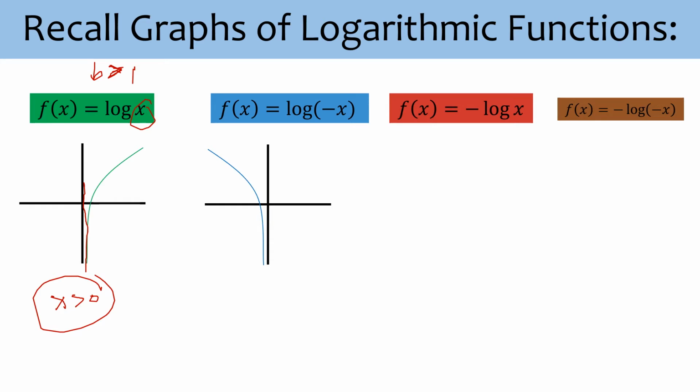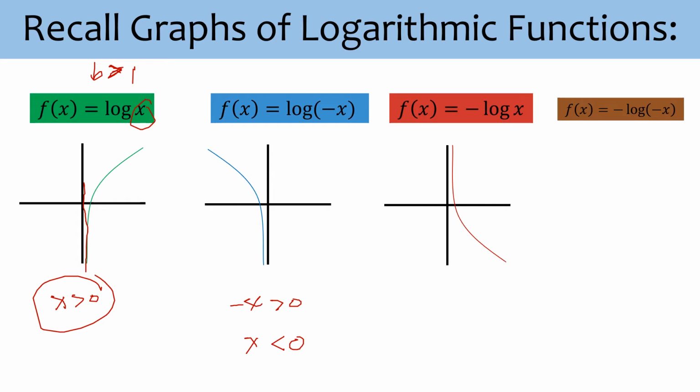And then what about log of negative x? Same thing, negative x is greater than 0, and then divide both sides by negative 1. That becomes x is less than 0. That is why the values of the function are all on the left side, and then it goes up to the left, in contrast to log of x, which goes up to the right.